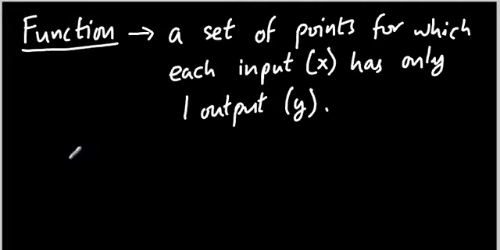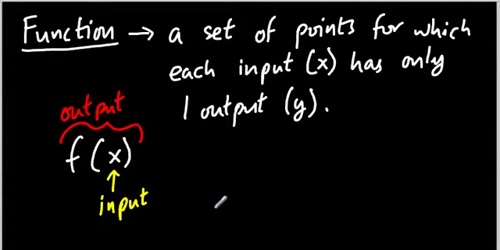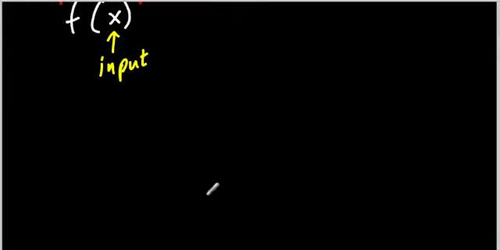The notation for a function is f of x. What that means is x right here is the input, and f of x, on the other hand, is the output. So let's go over a couple of diagrams and discuss what exactly is a function.